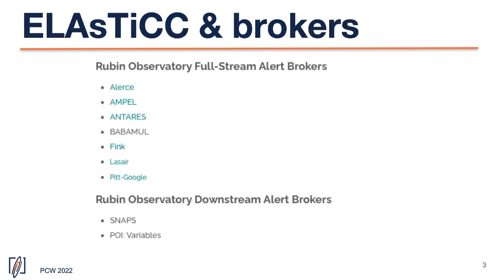Now, of course, the brokers, we are not just one. This is the list of full stream brokers selected by the Rubin project. These include people that are right now in the room with you and online. I'm going to tell you the perspective from Think, because that's where I work. That doesn't mean that the other brokers are not doing amazing jobs and doing different things with Elastic.